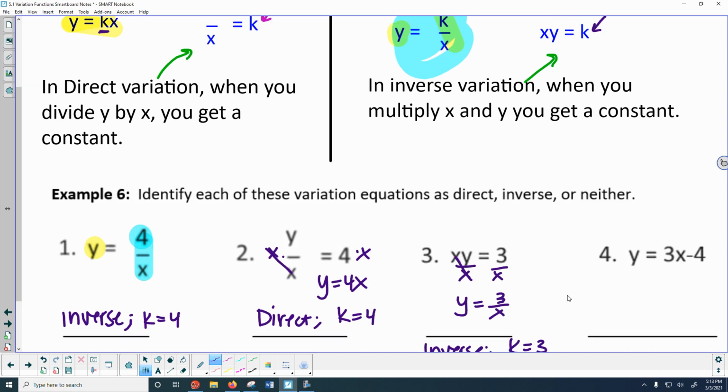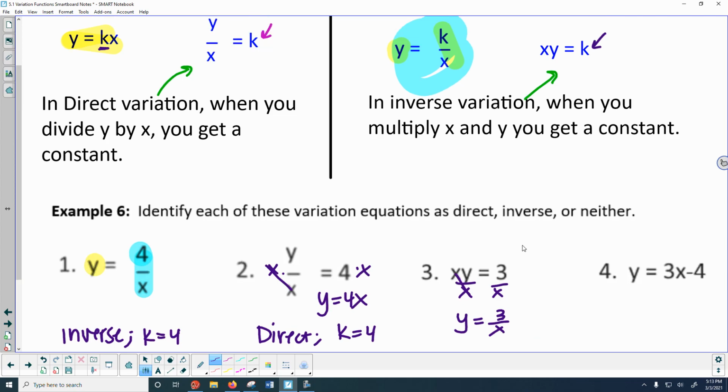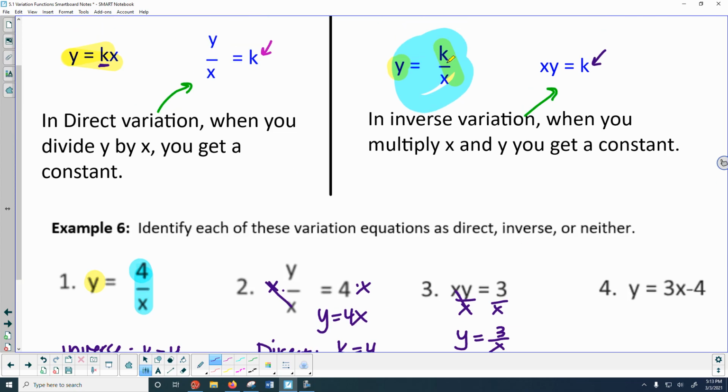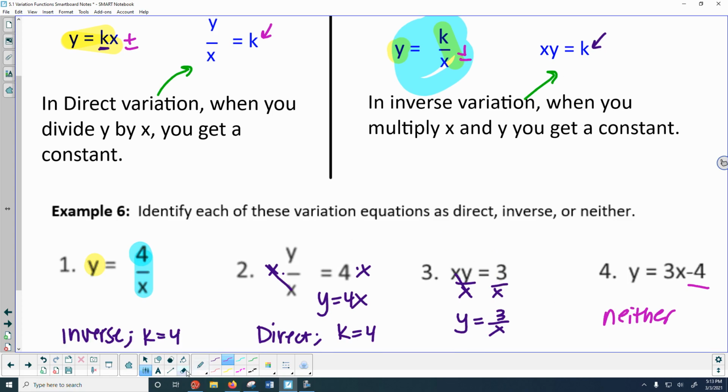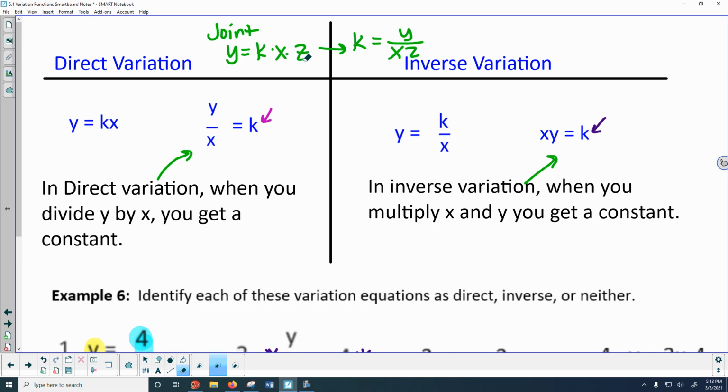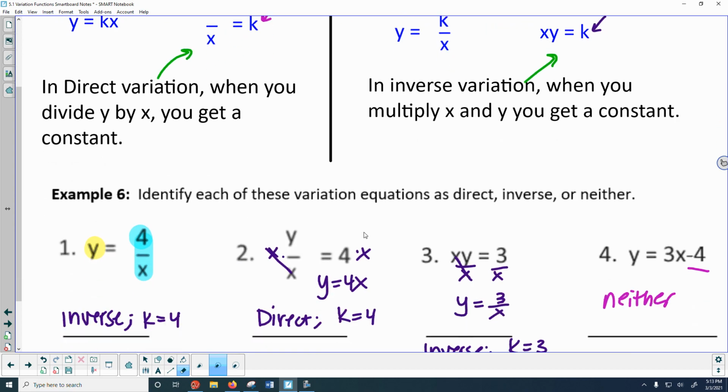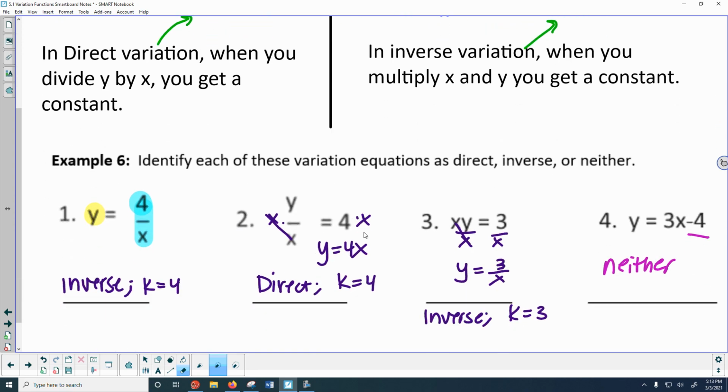And then the last one, number 4, y is already solved for, so we're hoping for this to be y equals k times x, or k divided by x. Well, I have this extra minus 4. Neither one of these patterns have anything added or subtracted after them, so this last one will be neither direct nor inverse. It does not fit either of those. It is just k, and then the k is either times x or divided by x. Or in joint, you'd have 2 more things multiplied by the k. All right, let's try example 7.